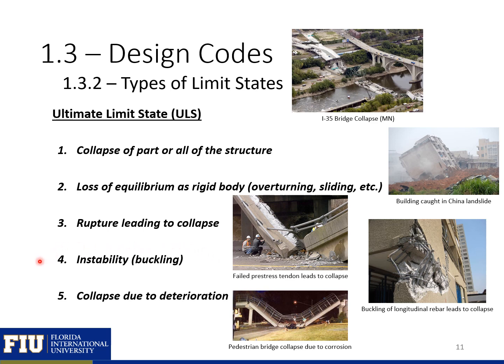We'll have instability or buckling of our structure, which can happen in our longitudinal reinforcement, and this can lead to collapse. And then finally, we can also have a collapse due to deterioration. And this is an example of a pedestrian bridge that collapsed due to corrosion of the pre-stressing strands.